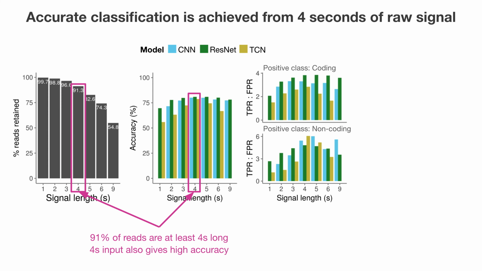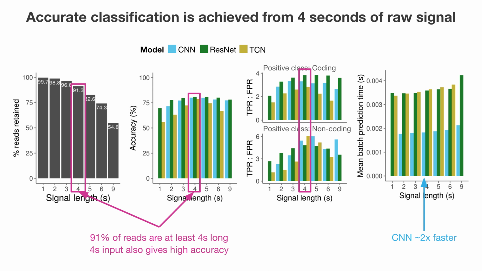This was also supported by the ratio of true positive rate to false positive rate, and so the deciding factor for which architecture to select became the time to make a prediction. Since this is a real-time application, we want to be making predictions as quickly as possible, and you can see that the CNN in blue is around twice as fast as both the ResNet and TCN, but also still accurate.